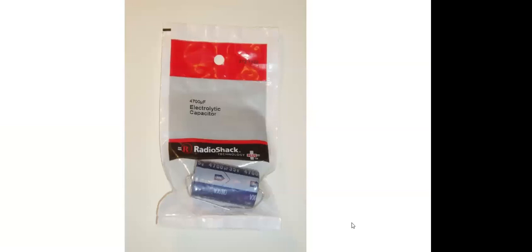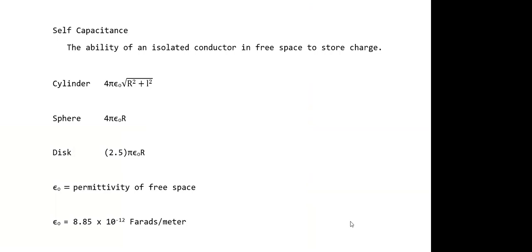I'm not talking about capacitance like this. I'm talking about capacitance like this. Self-capacitance, which is the ability of an isolated conductor in free space to store charge. Because the charge on a conductor resides on the outer surface, the conductor doesn't have to be solid. It can be hollow.